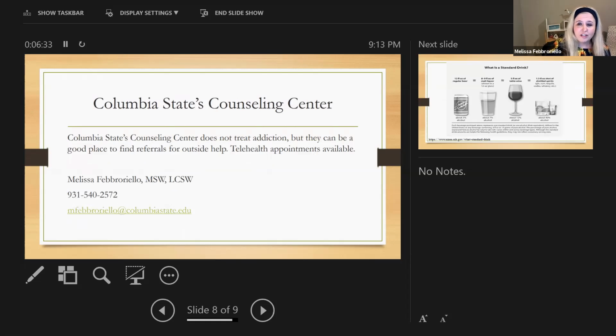So Columbia State's Counseling Center, we do not actually treat addiction. Now, while we're qualified to treat addiction, addiction is a long-term counseling treatment. So while we don't actually treat that, we are a good place to help find referrals for outside help and to talk to and see if we can't find something that would be a good match for you if needed and wanted. We are currently offering telehealth appointments via phone sessions and video chat, and we are available. Our hours are Monday through Friday from 8 until 4, and we are happy to help assist in any way we can. My number is up on the screen and my email as well.